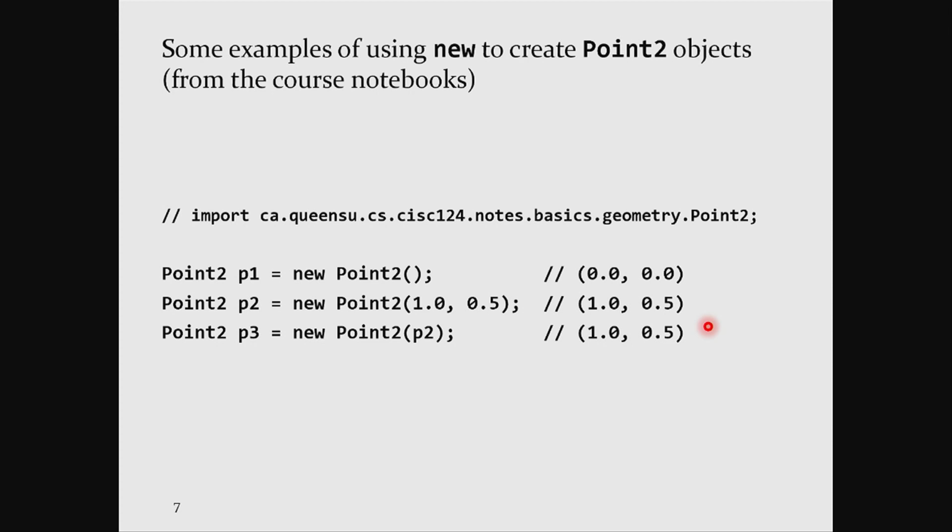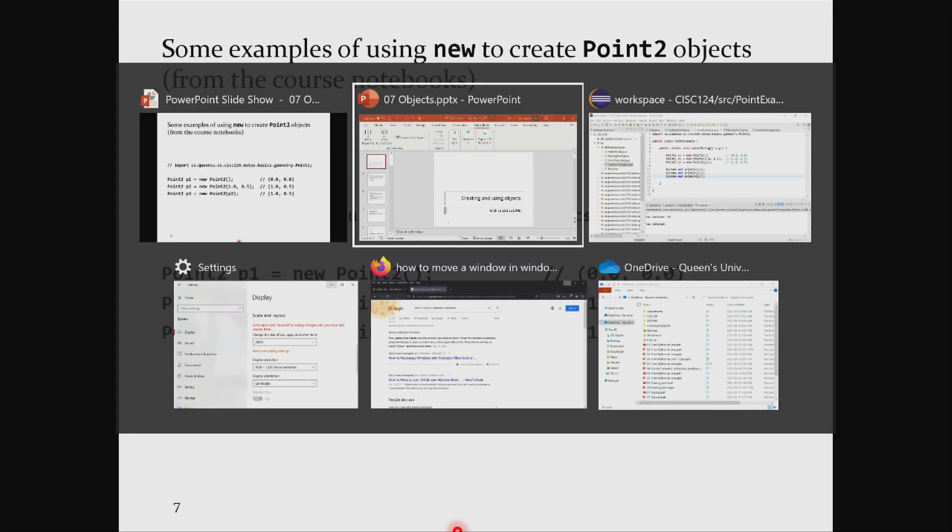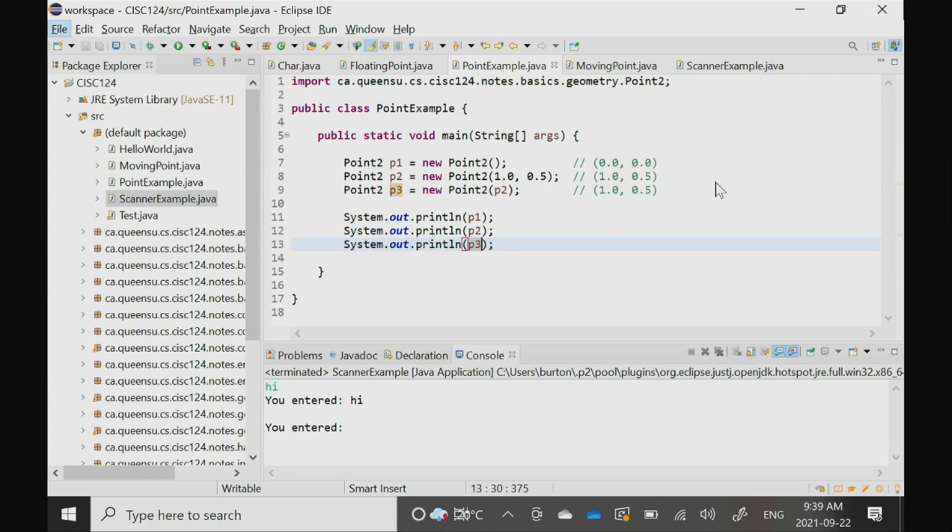Let's see, I'm going to run this. That's an example of making the three points. I'm not going to do anything with them, I'm just going to print them out so that you can see that in fact you do get the points 0, 0, 1, 0.5, and 1, 0.5. And there really are three different points in memory.